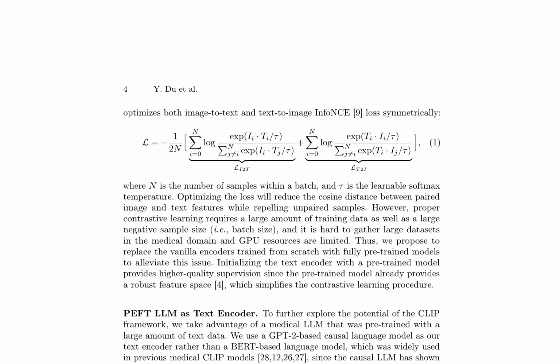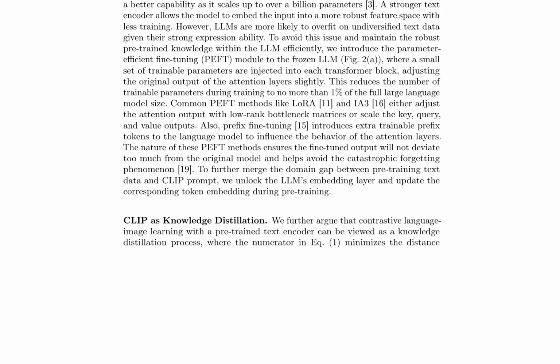The use of a pre-trained GPT-2-based causal language model as the text encoder provides higher quality supervision since it already provides a robust feature space. A stronger text encoder allows the model to embed the input into a more robust feature space with less training. However, LLMs are more likely to overfit on undiversified text data given their strong expression ability.